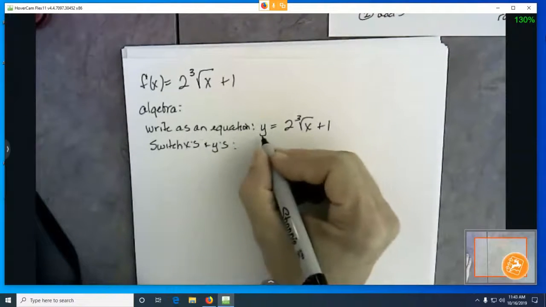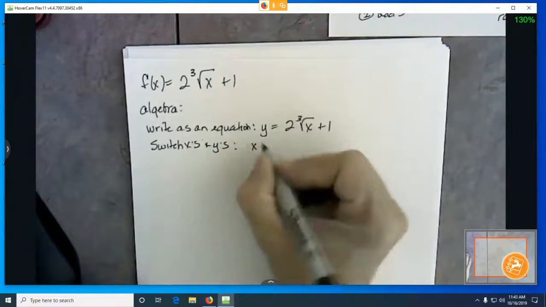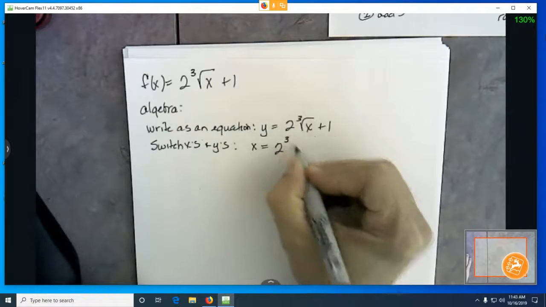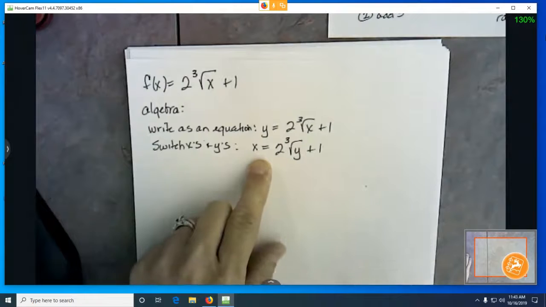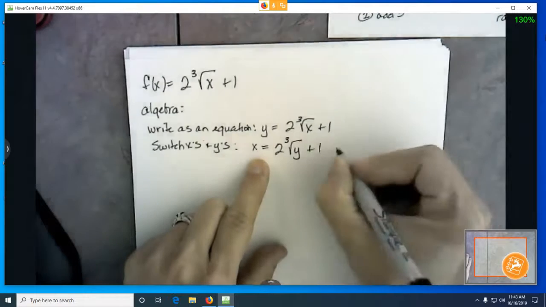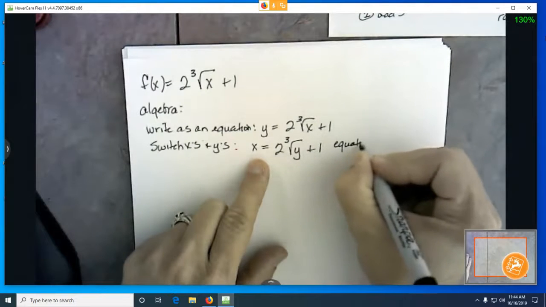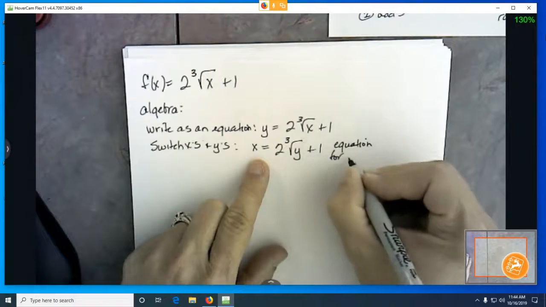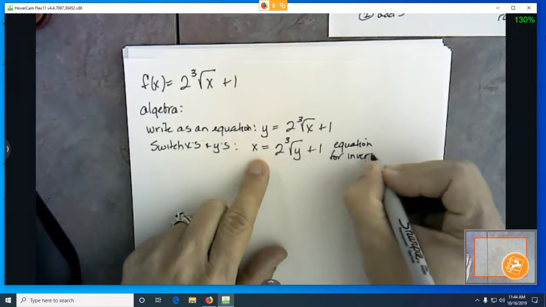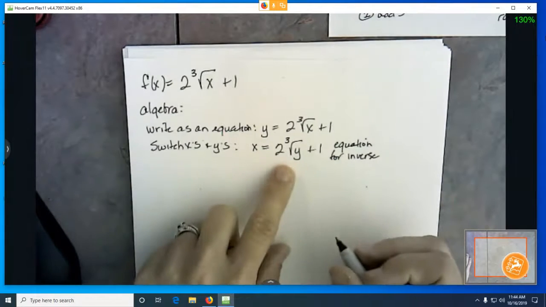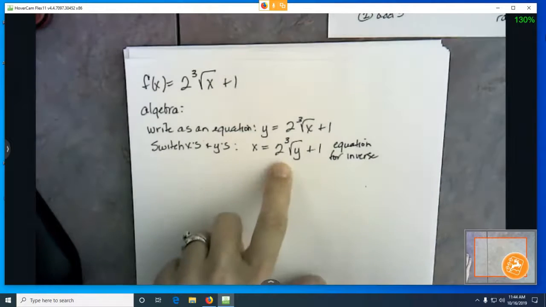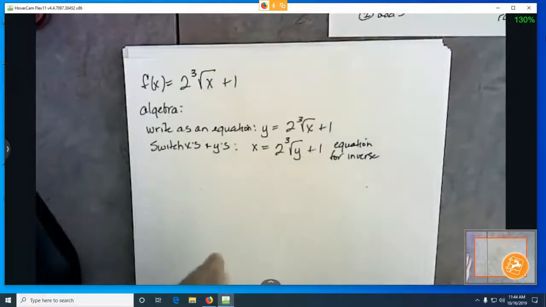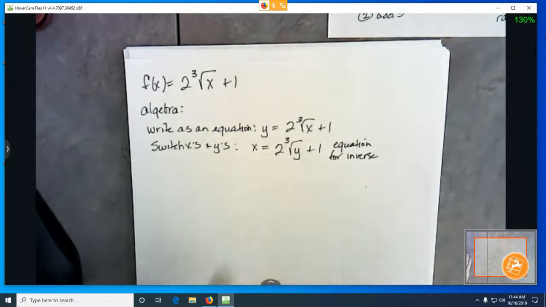So any place there's a y, we're going to replace that with an x. Any place there's an x, we're going to replace it with a y. This is actually an equation for our inverse already. The problem with it is that it's not solved for y, so we wouldn't be able to put it into our y equals menu. We wouldn't be able to graph it this way. So if we want to be able to graph it or write it as a function, we need to solve this for y.